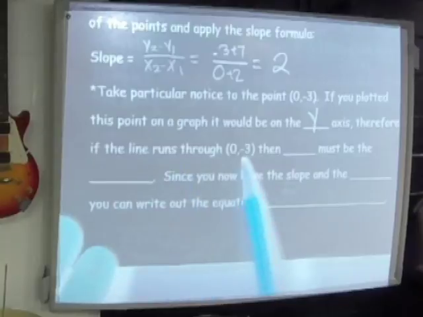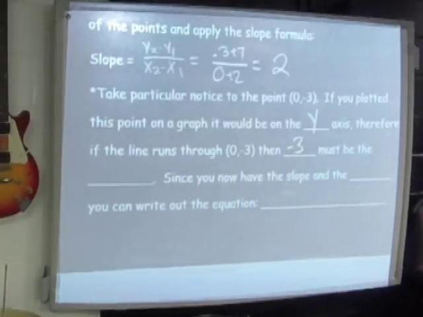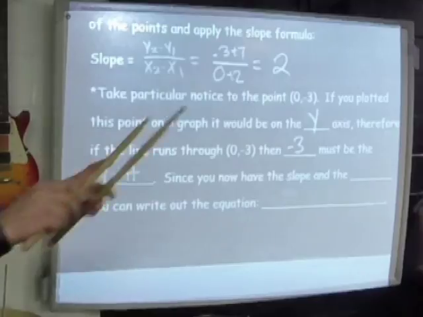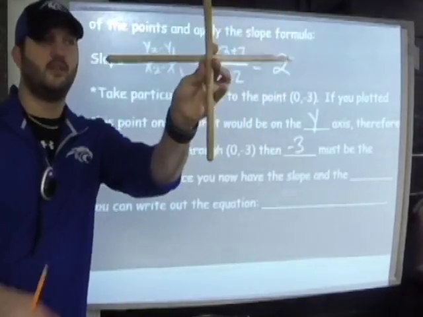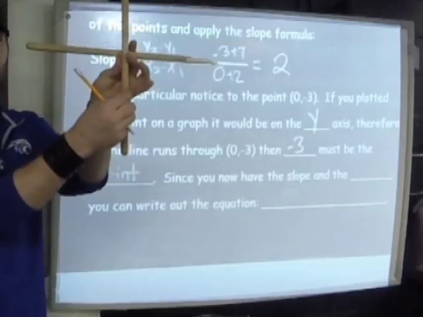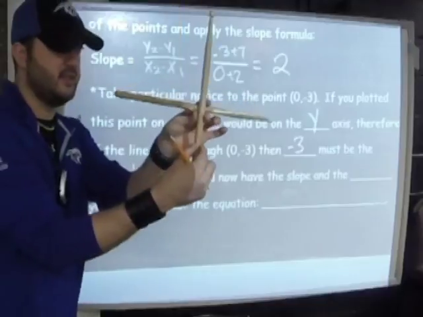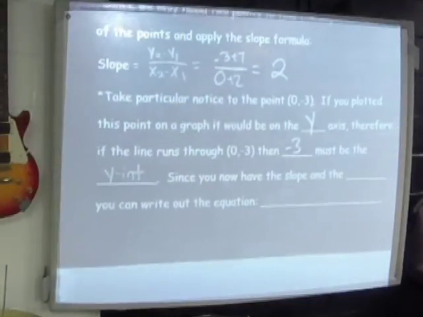Therefore, if the line runs through it, then -3 must be the what? It must be the y-intercept. -3. If I told you that this line that we're talking about runs through 0, -3, that means the line runs through a point right here. That means -3 is going to be the y-intercept. And if you have the y-intercept, it should be pretty easy to make the equation.